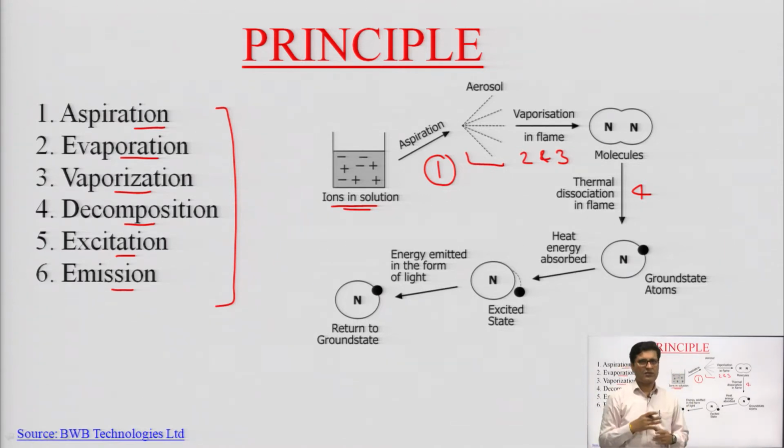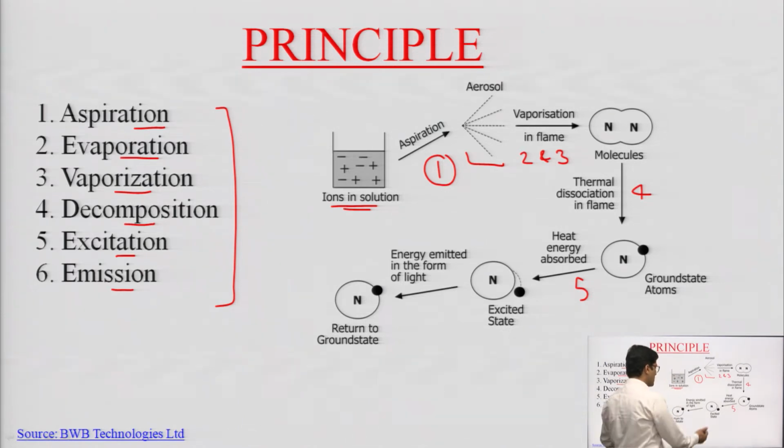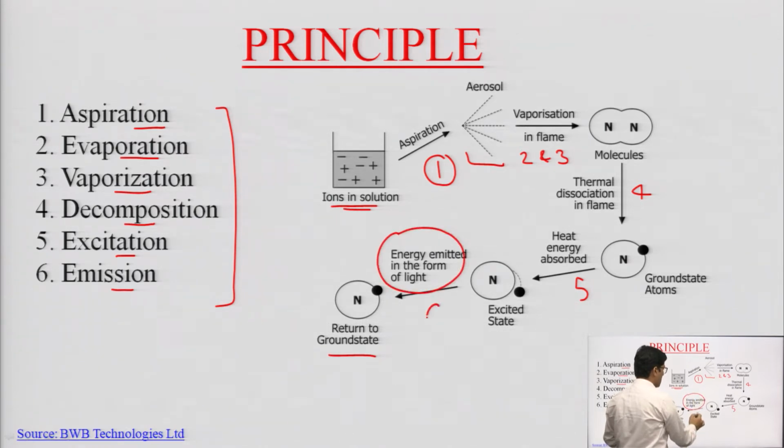And in this dissociation step, individual atoms are produced, and those individual atoms are then further excited to a high energy level by the flame temperature. As they go to the high energy level, excitation is observed in step number 5, and finally from the excited state they return to the ground state with the emission of light, and that is the final step number 6.